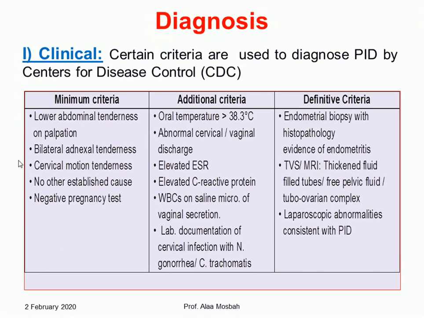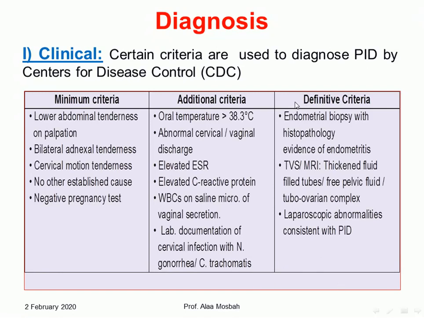Okay, let us go to the additional criteria. Oral temperature more than 38.3 degrees, abnormal cervical and vaginal discharge, elevated ESR, elevated C-reactive protein, abundant white blood cells on saline microscopy of vaginal secretions, lab documentation of cervical infection with Neisseria gonorrhoeae or Chlamydia trachomatis.